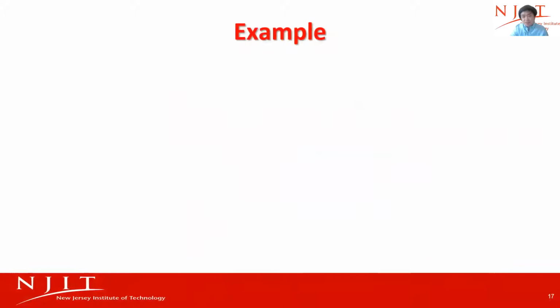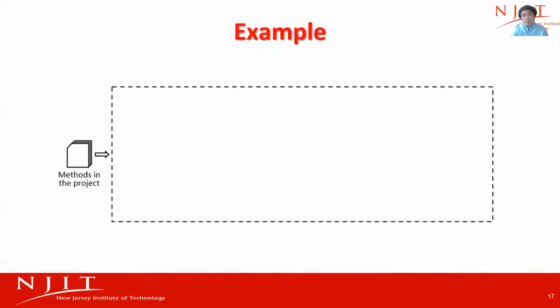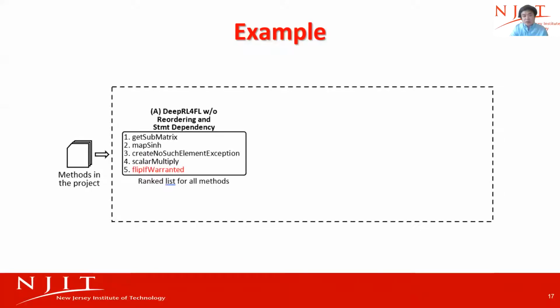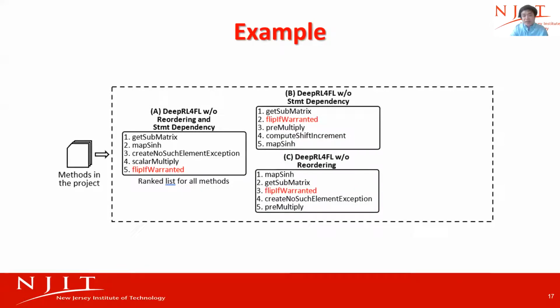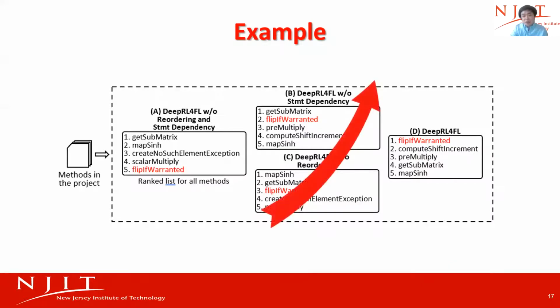By having results like this, we already know that our approach can outperform all the baselines, but we still want to use an example to show the contribution of each feature inside our approach. For a given project, if our approach is without the reordering and the statement dependency, we can only rank the buggy method in top 5. But if we have the reordering or we have the statement dependency, we can rank it at top 2 or top 3. If we have both of them, we can rank the buggy method in top 1. It proves that each feature inside our approach contributes to the final results. And if we add them one by one, the result will improve.